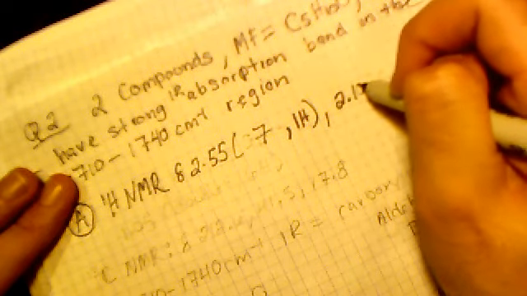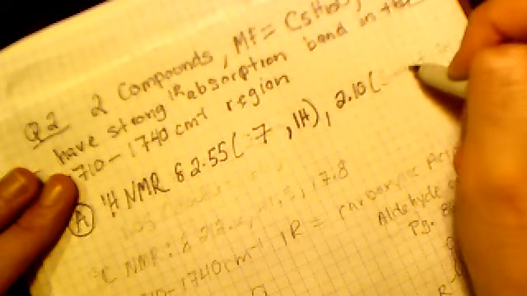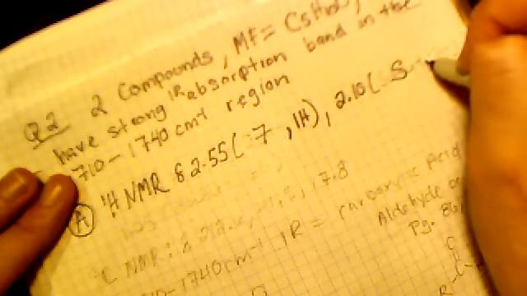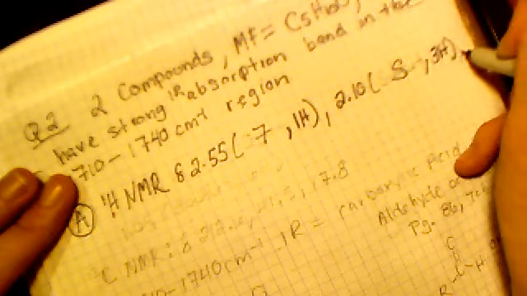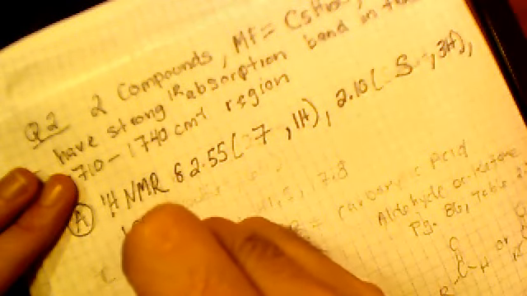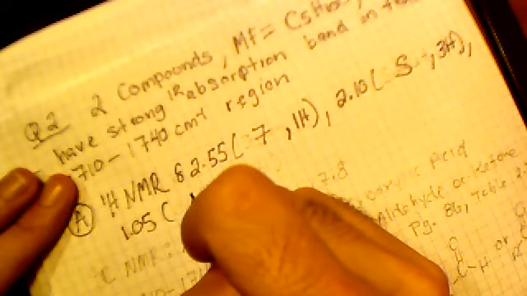Alright, so compound A, the proton NMR data that they give us is, there's a chemical shift of 2.55, and it's a septet, so I'm just going to write 7, and it's 1 hydrogen. Then there's a chemical shift at 2.10, it is a singlet, so S for singlet, and it has 3 hydrogens. There's a chemical shift at 1.05, it's a doublet, so I'm just going to put 2, and it's 6 hydrogens.